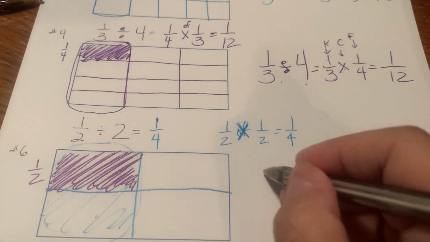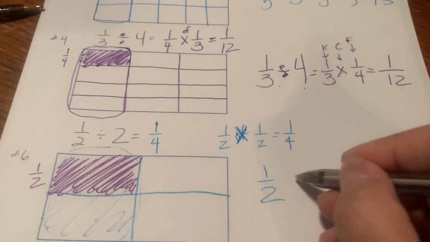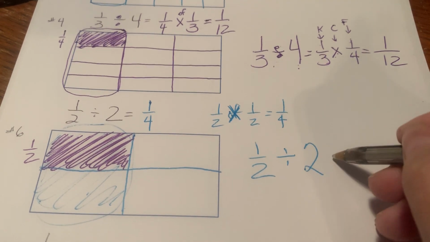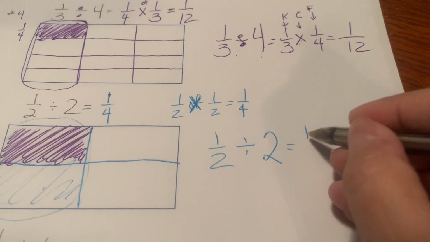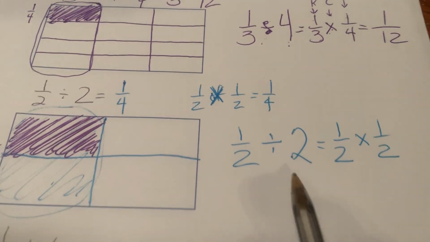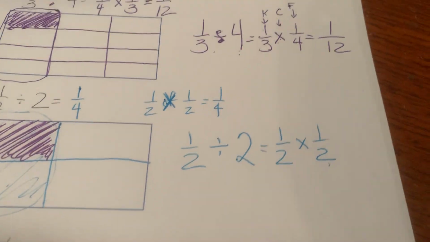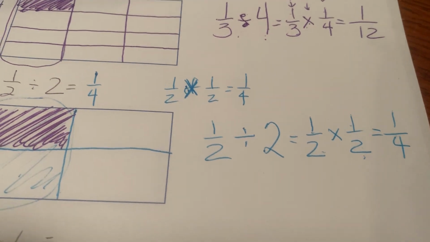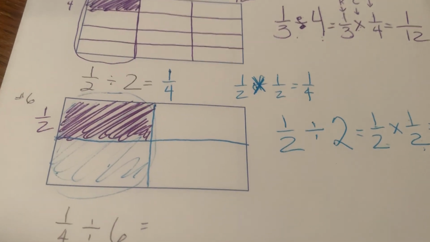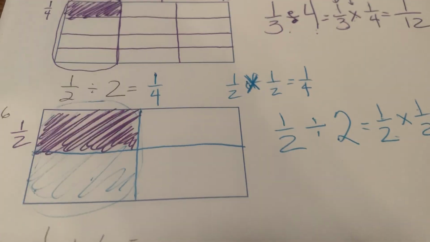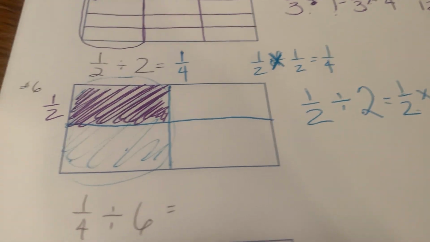or I can think of multiplying. So let's see if we can do that with the keep, flip, change. 1/2 divided by 2 equals 1/2 times 1/2, because that's the reciprocal of 2. And 1 times 1 is 1, 2 times 2 is 4. So 1/2 divided by 2 is 1/4.